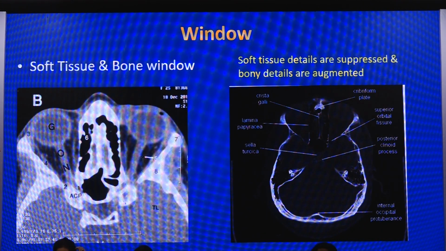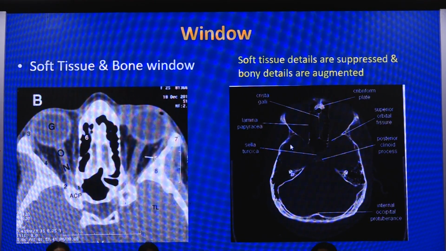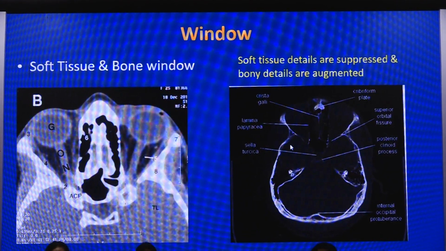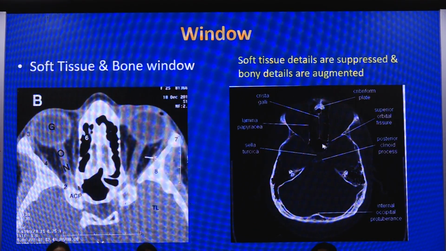Now one more thing about the bone window. This is the soft tissue. You can see this is isodense, and this is the bone. So this is the bone, bright, and furthermore bright, and you are just attenuating the soft tissue, then you call it as bone window on the right side.